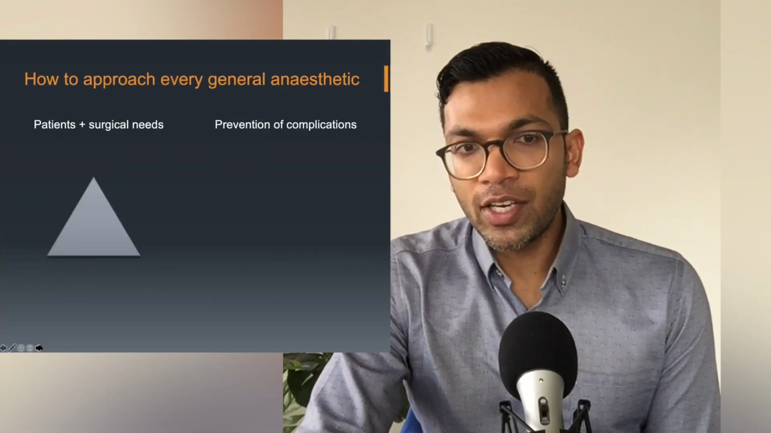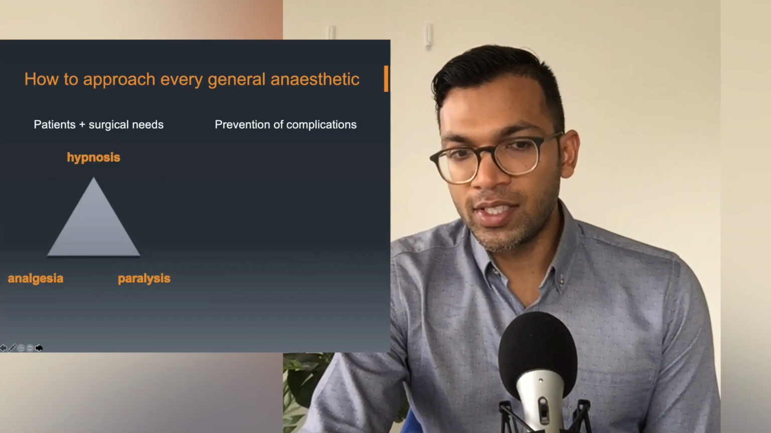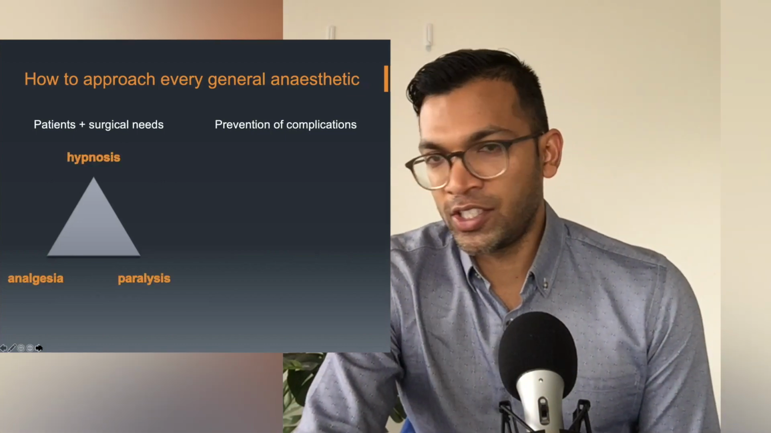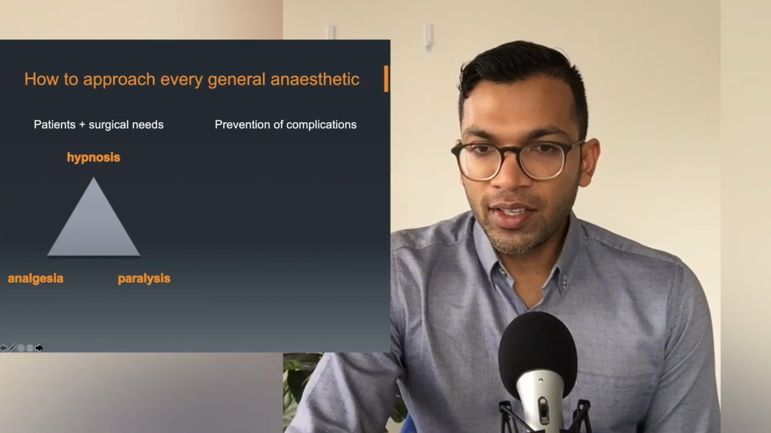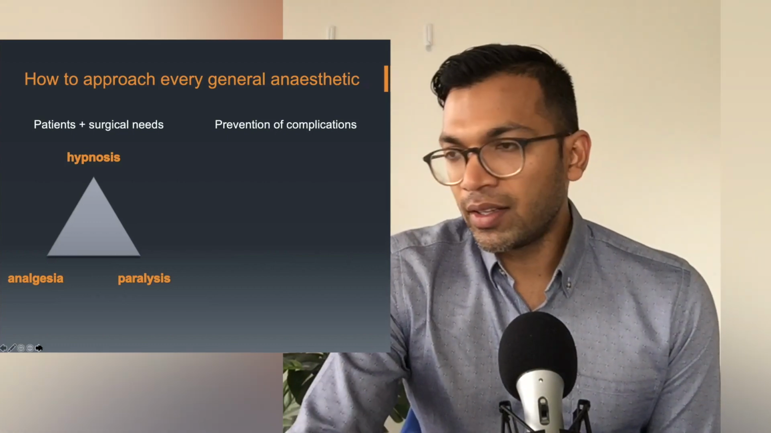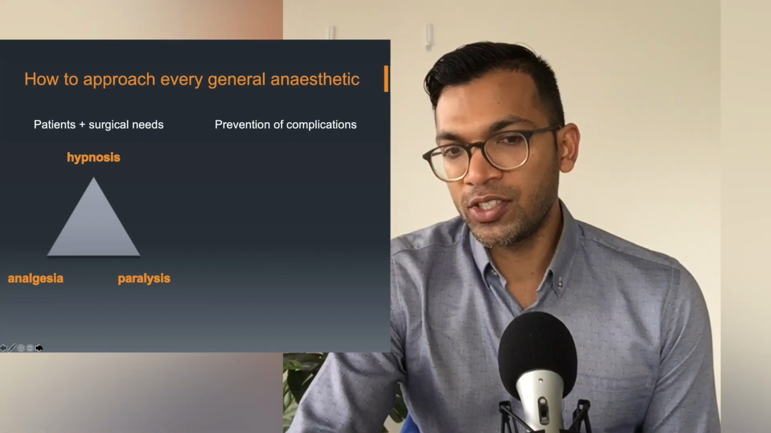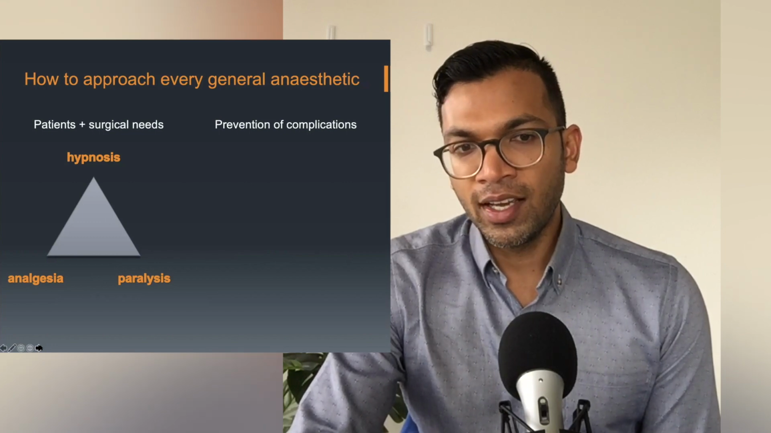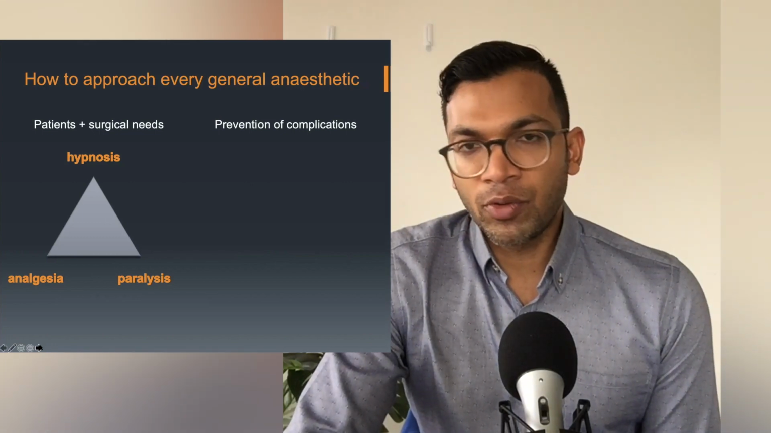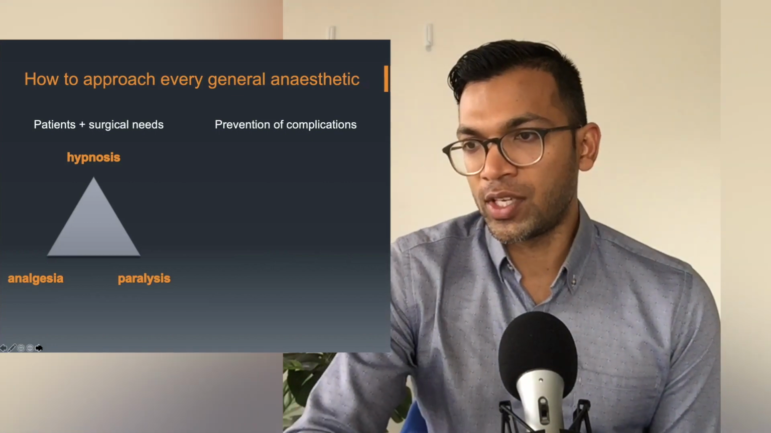So, approach to every general anesthetic. When I first learned this, you learn about hypnosis, analgesia, and paralysis. One of the first questions you're asked during your rotation: what's the anesthesia triad? That's it. And when I thought about this, I thought, I get this, right? This is really what the patient and the surgeon want. The surgeon really just cares that the patient's still enough to do the surgery effectively. And the patient, if I was a patient, I just don't want to remember anything and I want to have really good pain relief. So the triad really is addressing that.